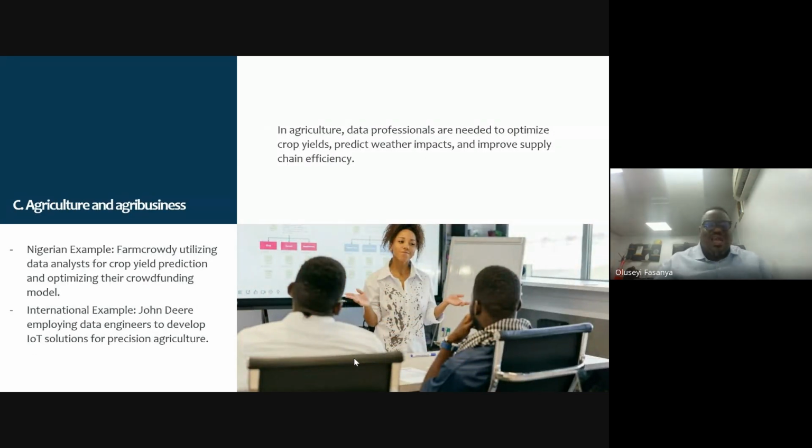For agriculture and agribusiness, data professionals are needed to optimize crop yields, predict weather patterns and impacts, and improve supply chain efficiency. So FarmCrowdy utilizing data analysts for crop yield prediction and optimizing their crowdfunding model talks to the importance of the needs of the data professional within that sector. On the international space, John Deere employing data engineers to develop IoT solutions for precision agriculture talks to that as well.